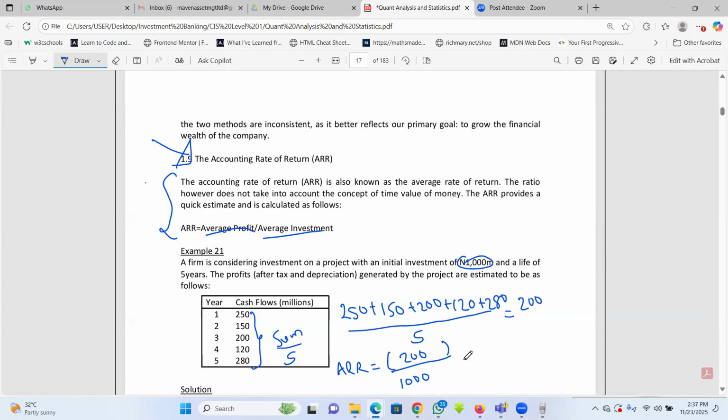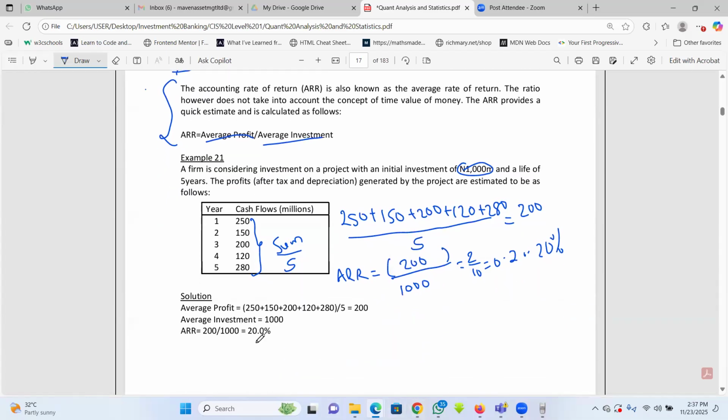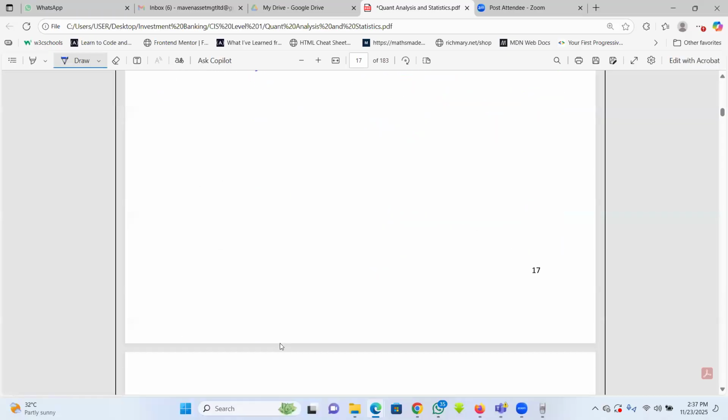So give or take, we're still doing the same thing. This will be what? 2 over 10, or 0.2, or 20%. I hope that's clear to us. So that's that about that.